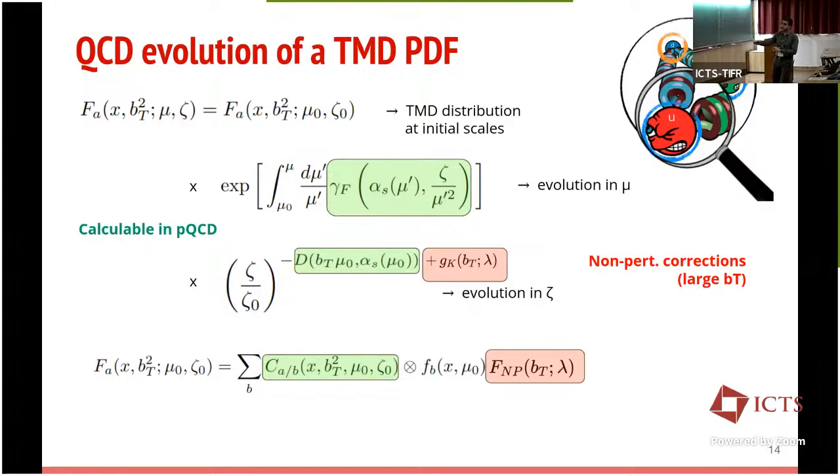Also this matching of the TMD PDFs on the collinear ones needs a non-perturbative correction at large BT. In a sense, we have to trust the people who give us expressions for the collinear PDFs when we want to make a phenomenological analysis of TMDs. This can be taken, for example, from a global fit of collinear PDFs, or if you want to do something more exotic, you need a model calculation for the collinear function here.